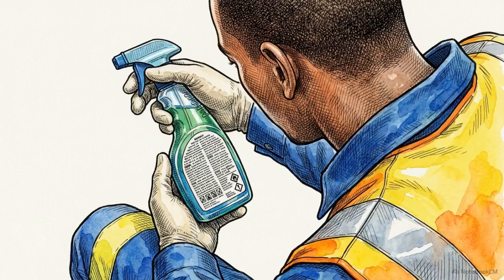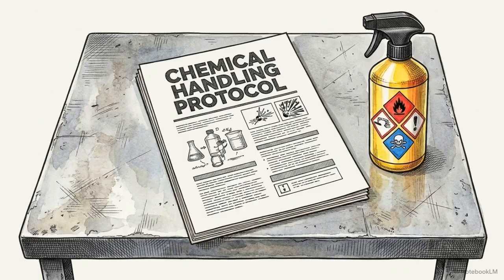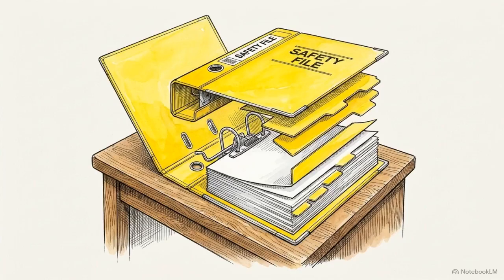While labels provide a quick warning, they often lack the detailed instructions needed for full protection. For that, you need the Safety Data Sheet. The SDS is a 16-section manual written specifically for that exact chemical. South African law requires your supervisor to keep a physical safety file on site. You have a legal right to see this information at any time.